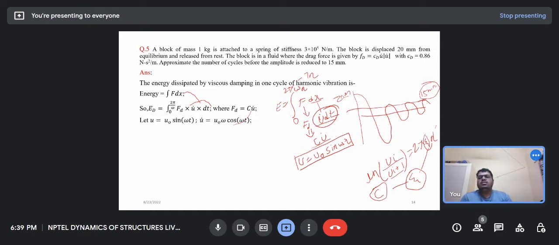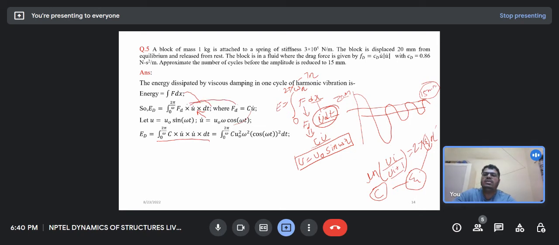If I put this u dot value in this equation, my equation becomes this. This is my equation: I put F_d here, and for u dot I put this expression. So my final equation is this. Can you integrate this? If you integrate, you will get the same result as I used in the previous question.